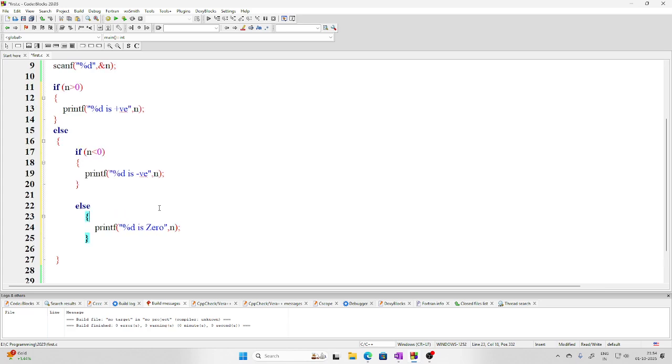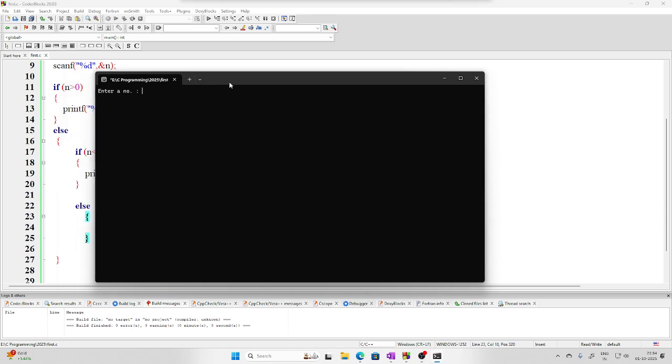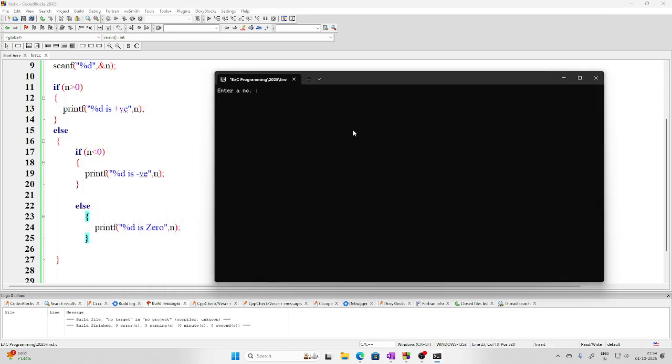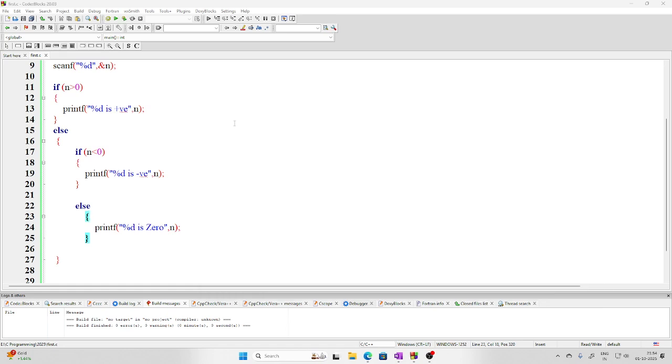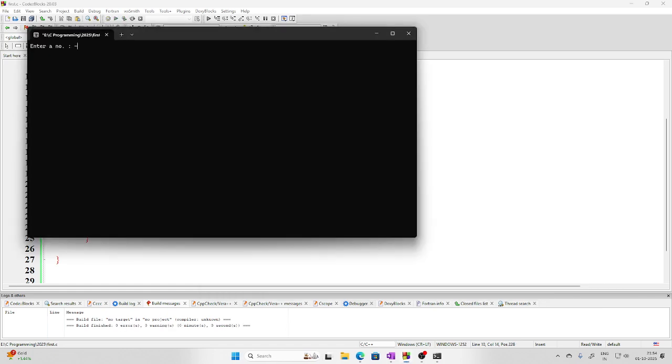So let us run this program and enter a number. So I am entering 10. What is this? Is it positive, negative or 0? It is a positive number, so it should give me 10 is positive. Let us take another number. Let us take minus 5.